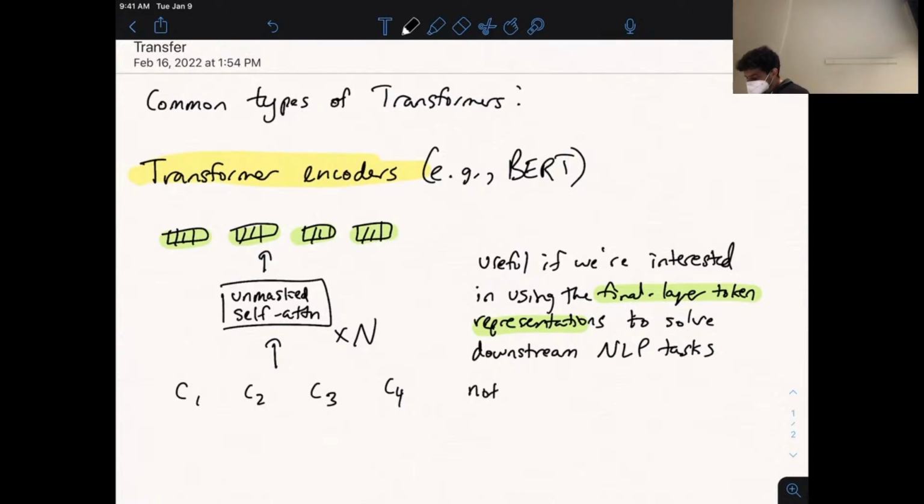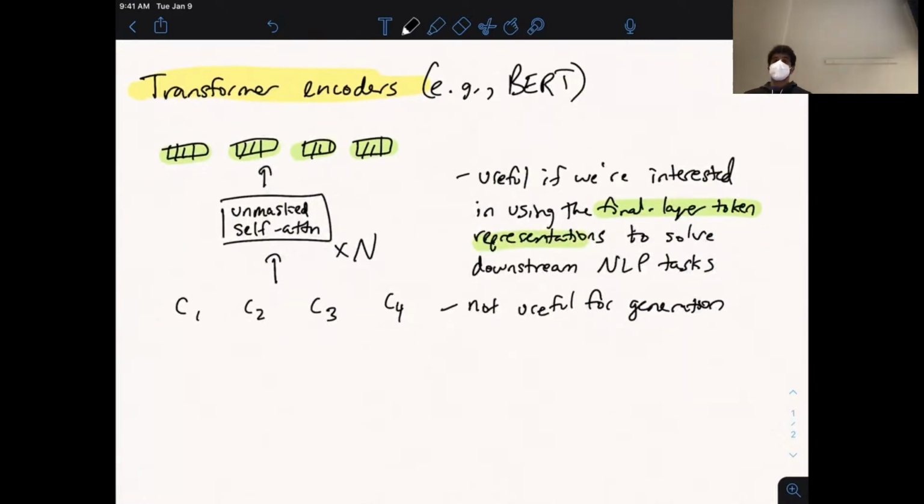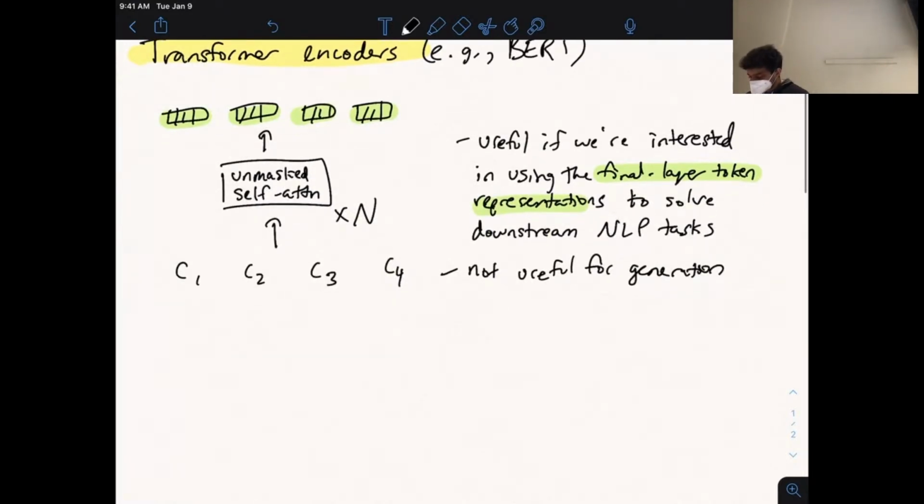So, not useful for generation. Although this is kind of arguable, there have been papers, especially recently, showing that you can get high quality text generations from encoder-only models, but we'll talk about that also later in the semester. But in general, these are not as useful for generation tasks as what we'll talk about next, which is transformer decoders.